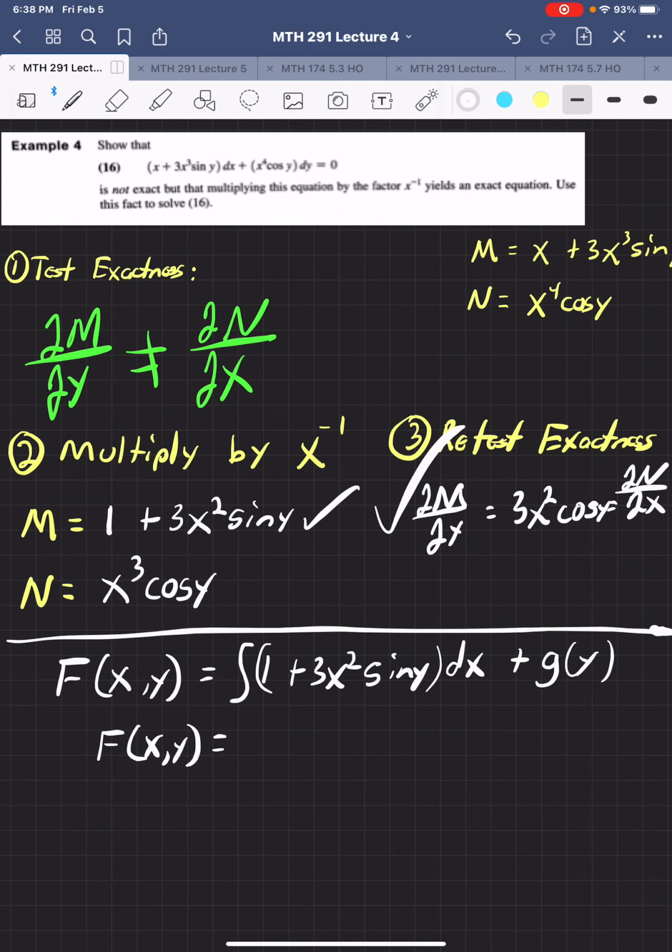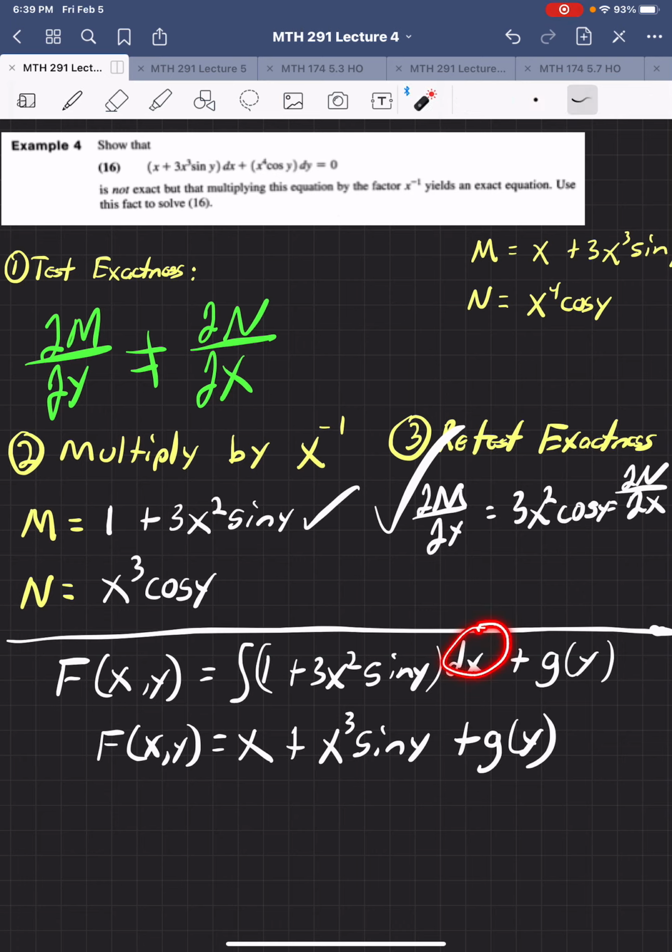That's easy. If you integrate 1 with respect to x, you just get x. If you integrate 3x squared sine of y, treating y as a constant, you would just get x cubed sine of y. And now hopefully you're starting to anticipate the next step. If you integrate with respect to x, you're going to take the partial with respect to y. So at this stage, we're going to take the partial with respect to y.